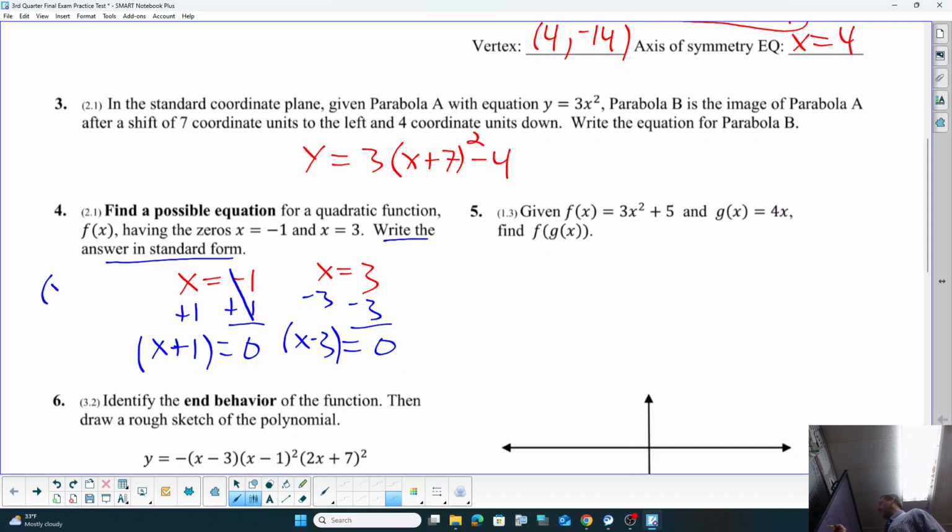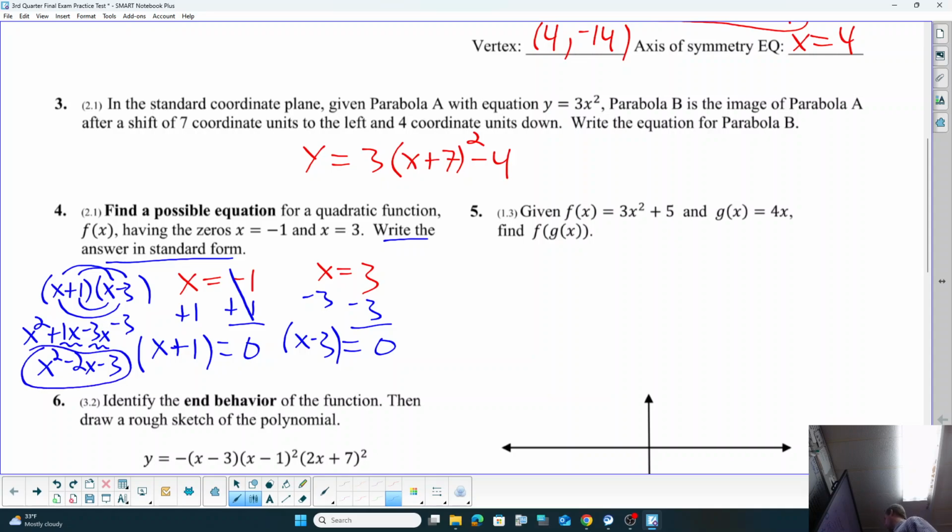Write the answer in standard form. So right now we have x plus 1 and x minus 3. That's in factored form. We want it in standard form, so we're going to have to distribute or FOIL it. So x times x is x squared. 1 times negative 3 is negative 3. 1 times x is 1x. And x times negative 3 is negative 3x. And 1x with negative 3x is negative 2x, because you took 3 apples off my tree, but you gave 1 back. So there's standard form.